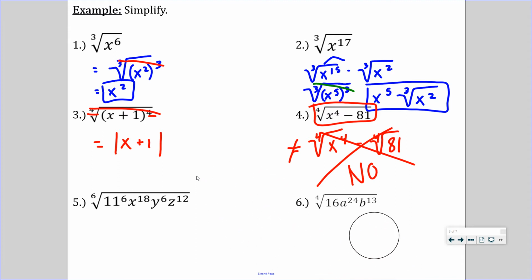And we will get to how you add and subtract radicals towards the end of this lesson. I don't know if we'll get to it today. We might. So basically there's nothing you could do here.